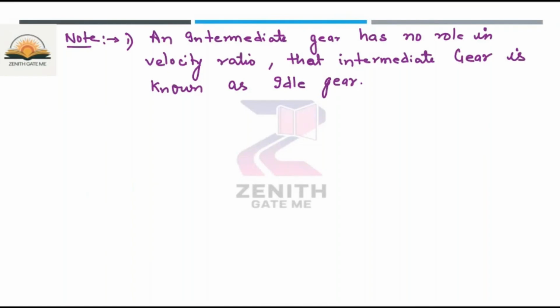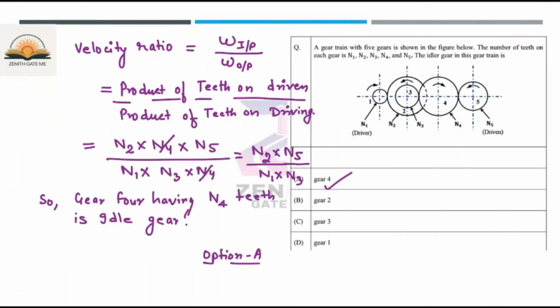Why are we using the idle gear in a gear train? First of all, it is used to fill the space, so it is acting as a space filler. The second thing is, if you want to change the direction of rotation, then we can use the idle gear. For example, in a particular gear train, if you are getting clockwise rotation as output and you want to make it anti-clockwise, then you can use the idle gear. But in this particular question, they have asked only which gear is acting as an idle gear. So first you write the expression for the velocity ratio, and if any particular gear does not have any role in the velocity ratio, that will act as an idle gear. So this is the 1 mark problem.